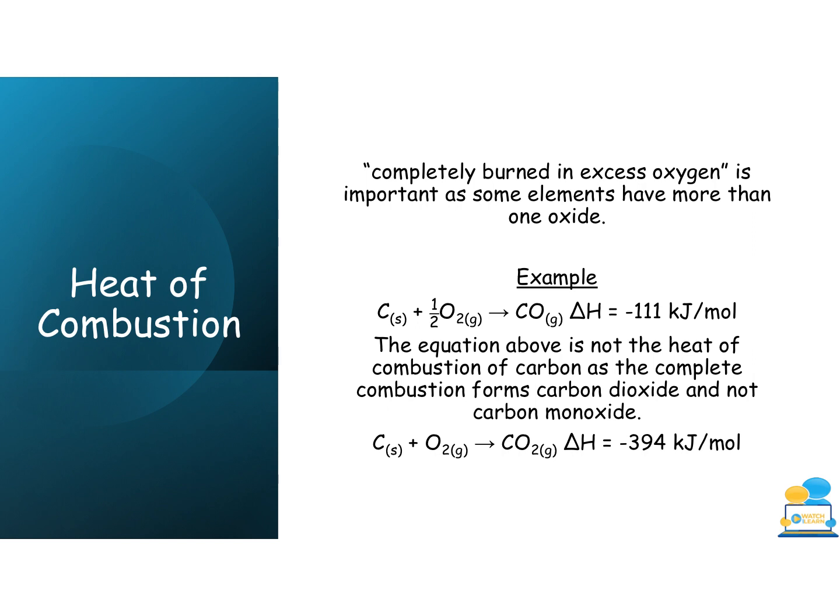The delta H value there is minus 111 kilojoules per mole. So it's an exothermic reaction, it's giving out heat. However, when we completely burn it in excess oxygen, we form carbon dioxide, and that has an exothermic value of minus 394 kilojoules per mole. As you can see, there's a huge difference. So it's really important that we always have completely burned in excess oxygen, because if it's not completely burned, it mightn't create the products that we want.